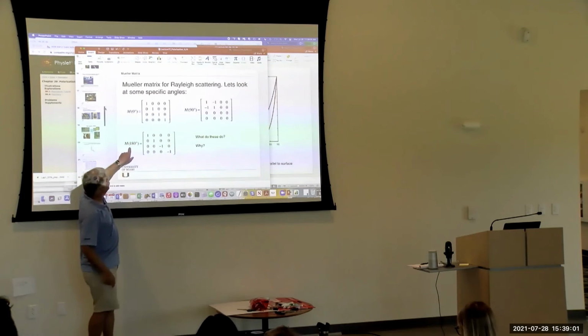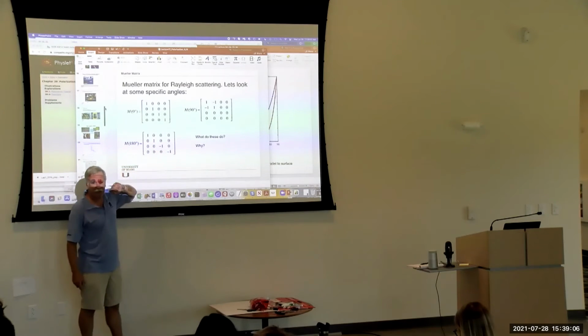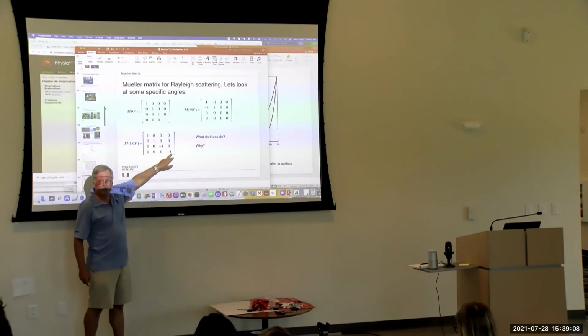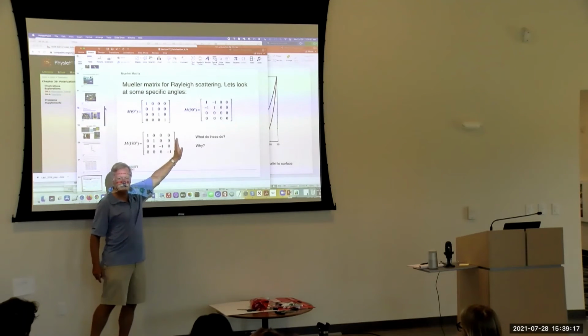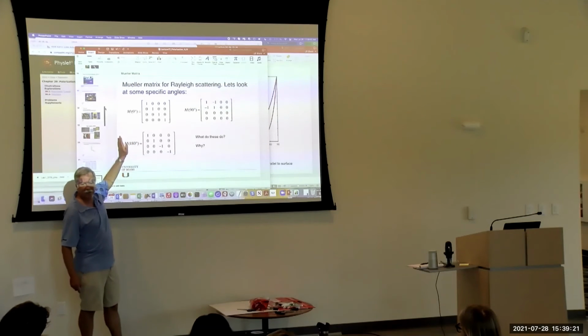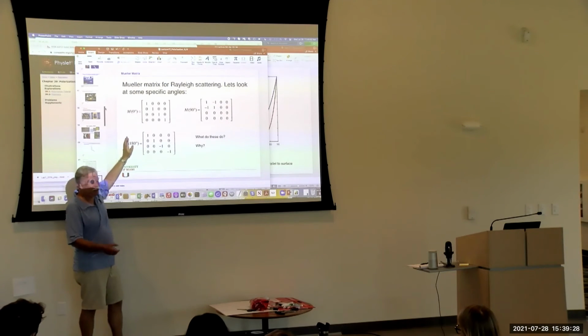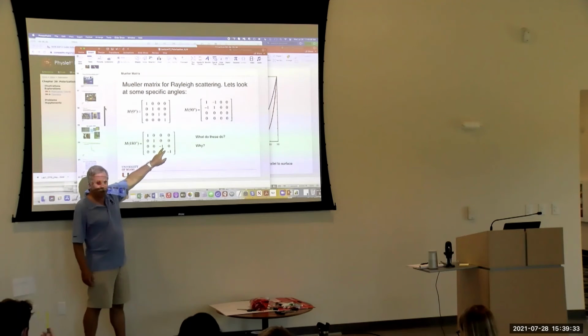Let's look at this one, 180 degrees. 1, 1, minus 1, minus 1. Okay. What is this minus 1 going to do to your incoming polarization? If you have right circularly polarized light, so it comes in with 1, 0, 0, 1, it's going to come out what? 1, 0, 0, minus 1. So it's going to come out left circularly polarized light. So it's going to invert from right to left circular polarization. What's this one going to do?